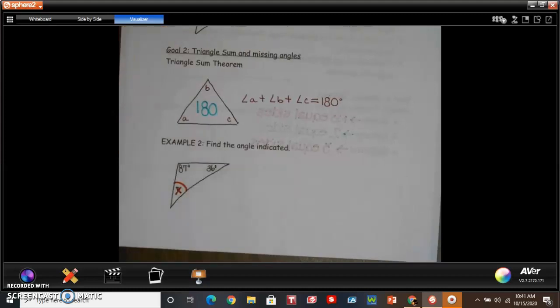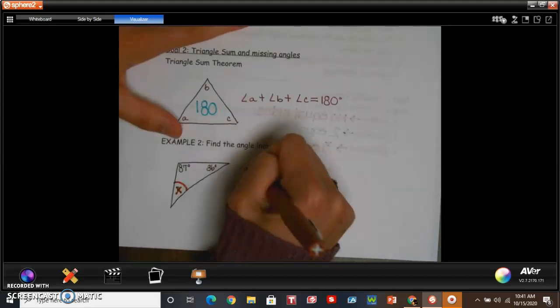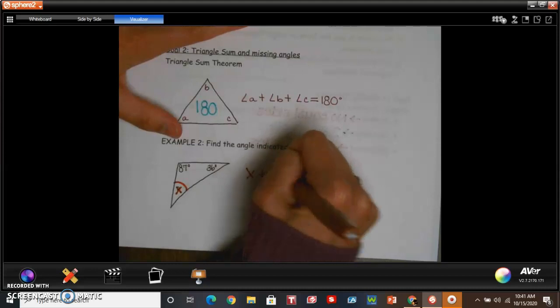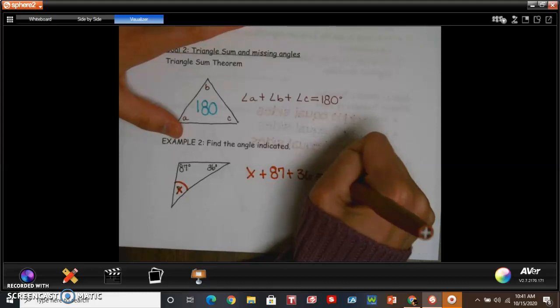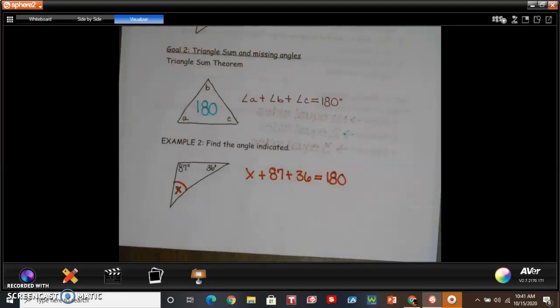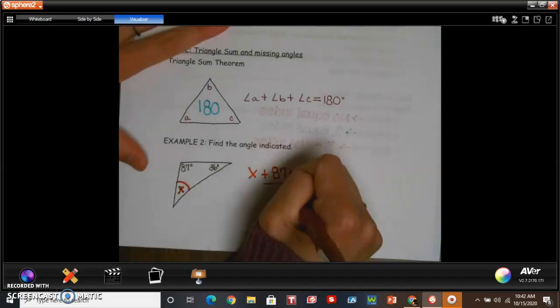It's something we don't know. Well, we know that a triangle equals 180, so we can add all three of these to equal 180. We can say x plus 87 plus 36 equals 180. Then all it's about is combining like terms and solving for x. So we have like terms right here.